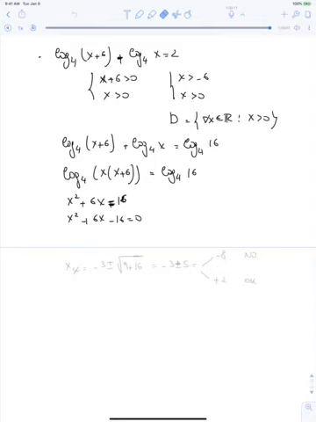And now we just have to solve the quadratic equation. x1,2 is going to be minus 3 plus or minus the square root of 9 plus 16, which is the square root of 25, which is 5. So it's minus 3 plus or minus 5, which is minus 8, which is not acceptable, and plus 2, which is acceptable.